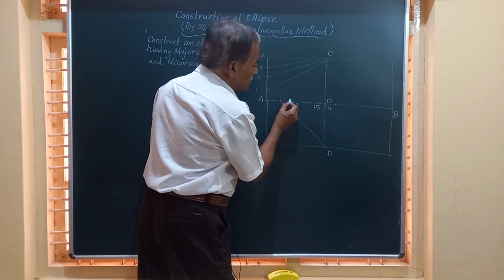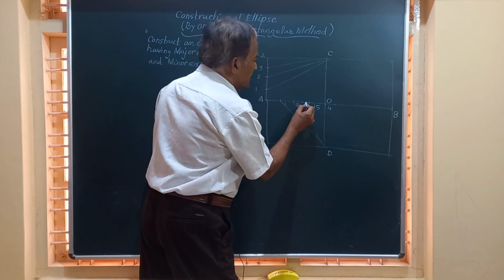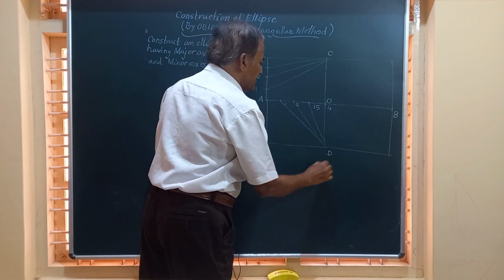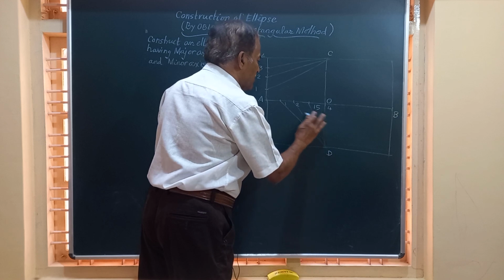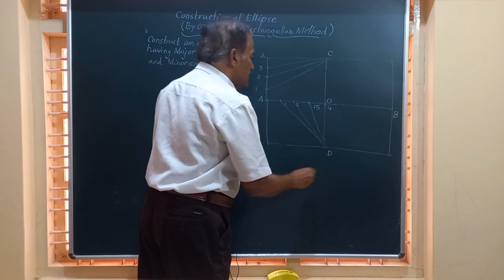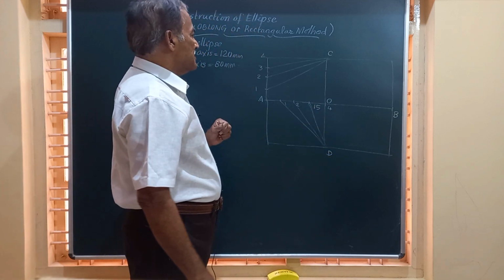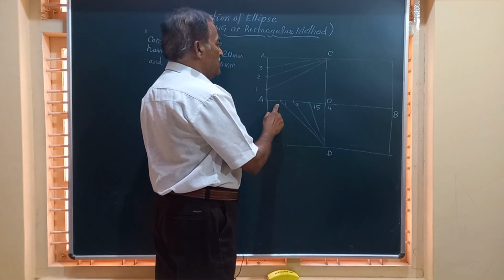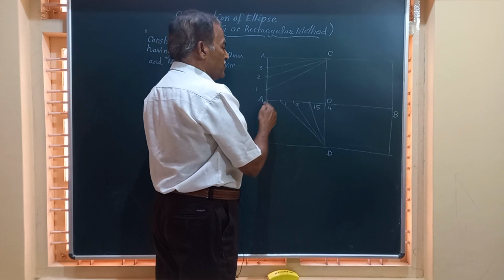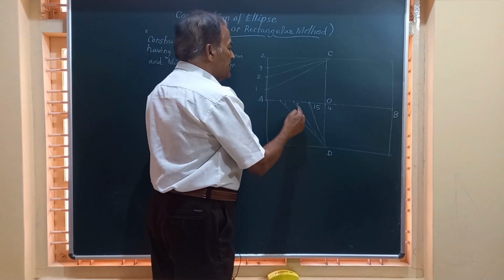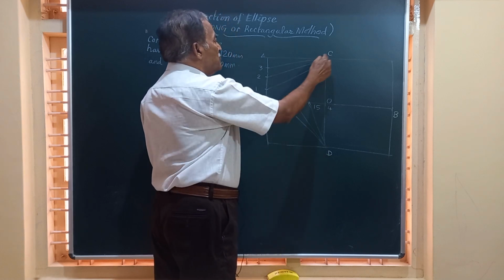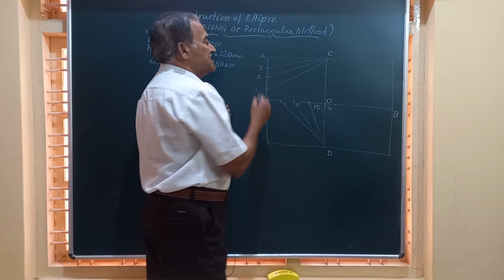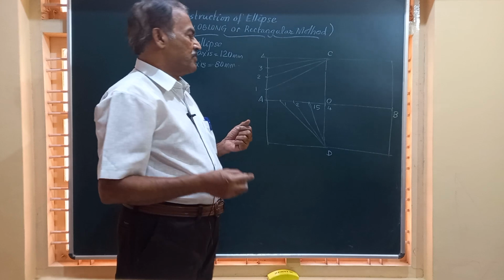Then I will join 2 and D. Then join this point with D. So after this, friends, after joining all these points to D, what do we do? We have to extend this line D1 so as to intersect C1. Likewise, extend D2 to meet C2, extend D3 to meet C3, and you will be getting 3 points.